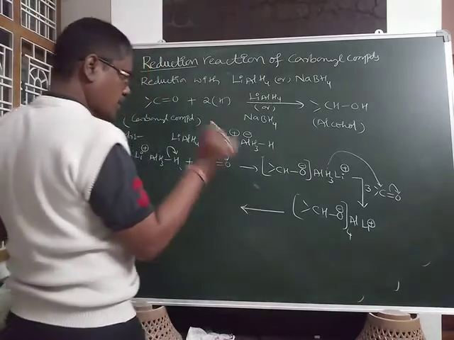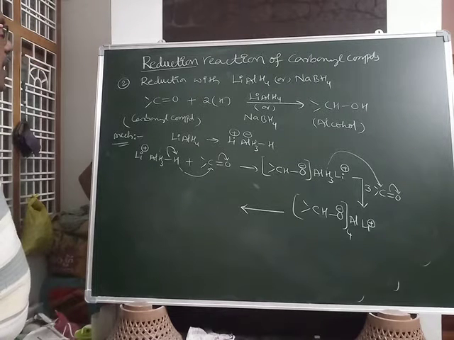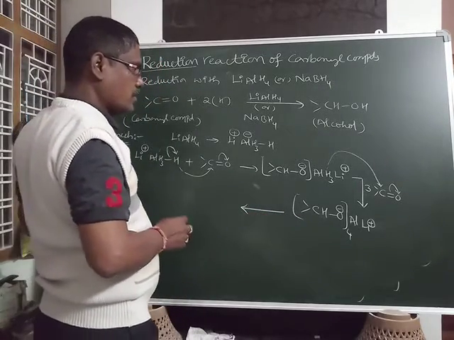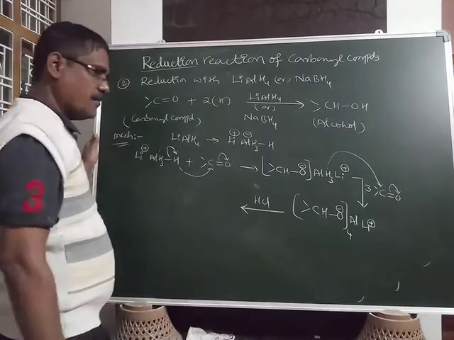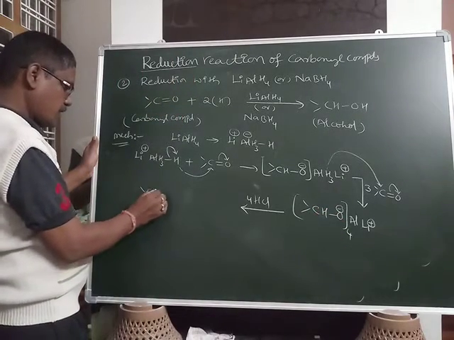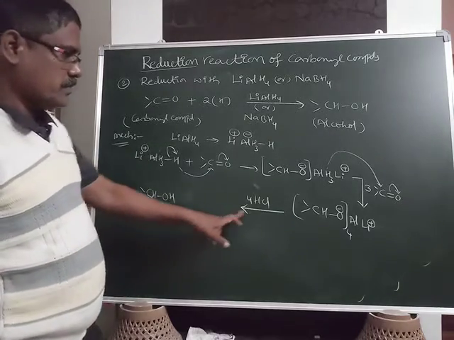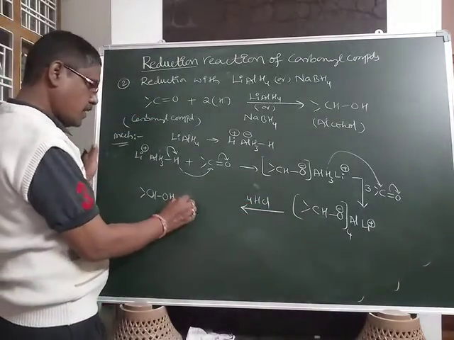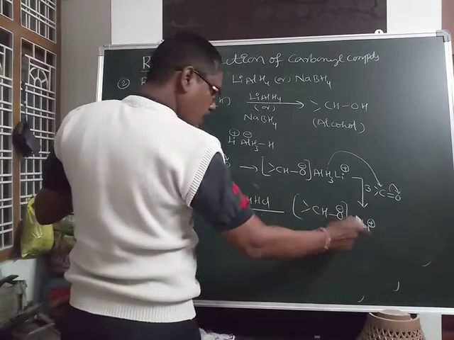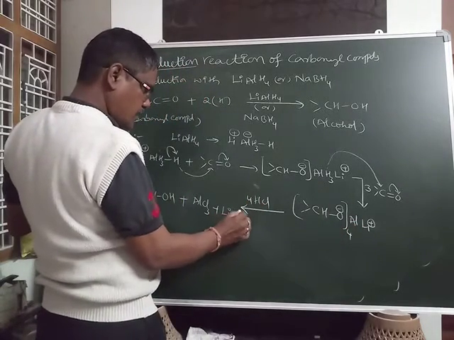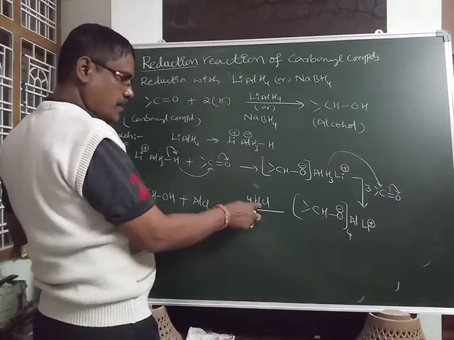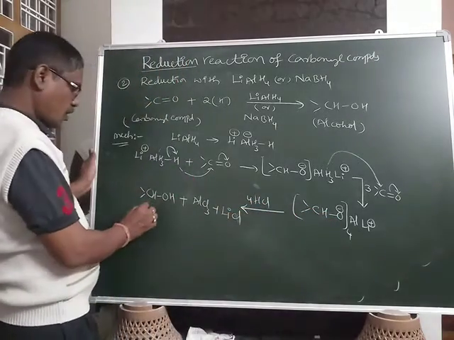Finally, in the presence of acid, the total 4 hydrogens are added to this one and it becomes CHOH, plus Al takes 3 Cl minus and becomes AlCl3, and Li takes 1 Cl and becomes LiCl. 3 plus 1 is 4, so 4 Cl and 4 H are added to this one and it becomes alcohol.